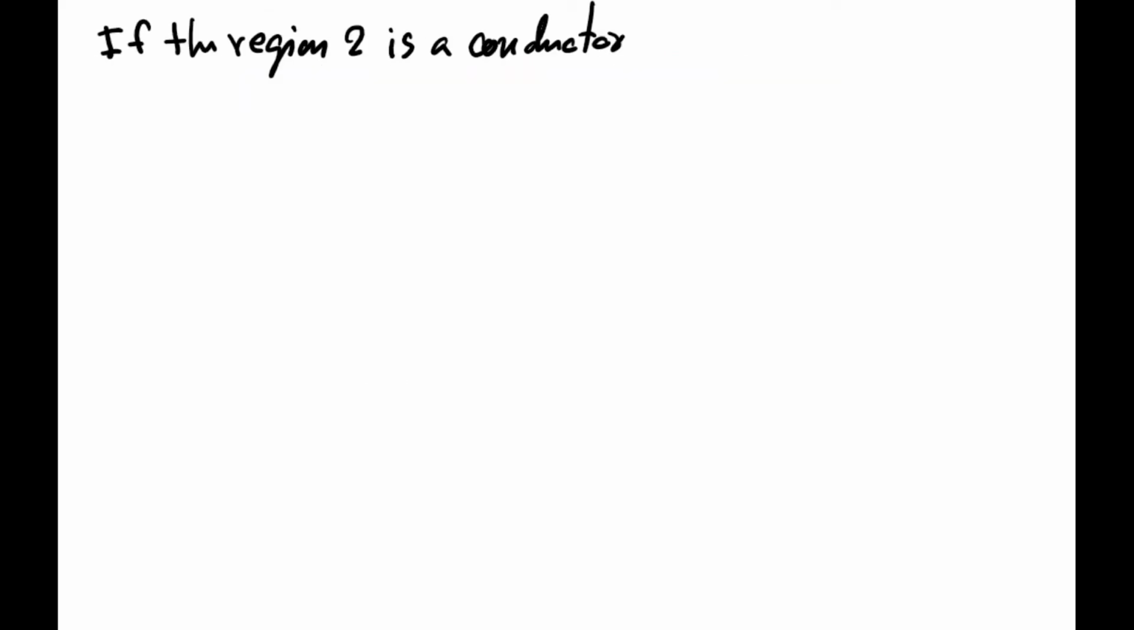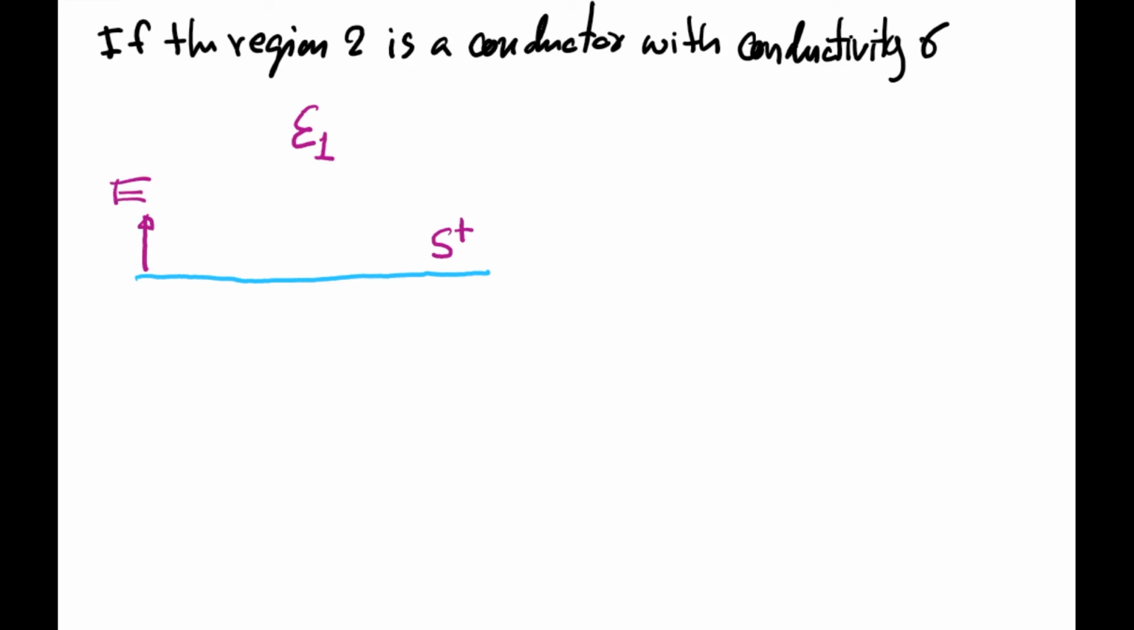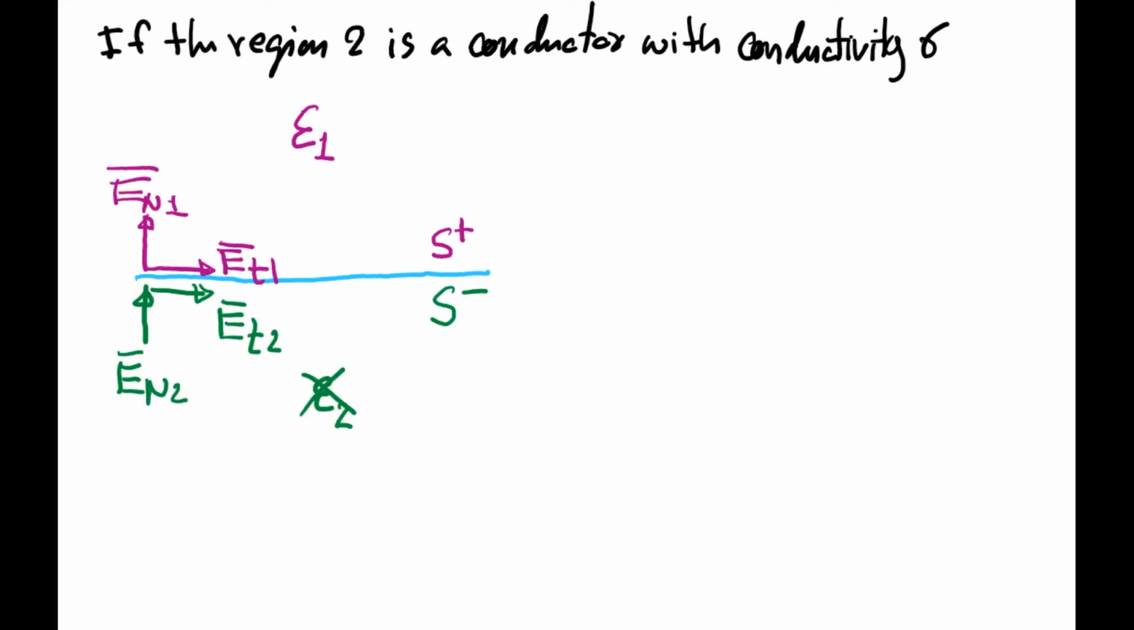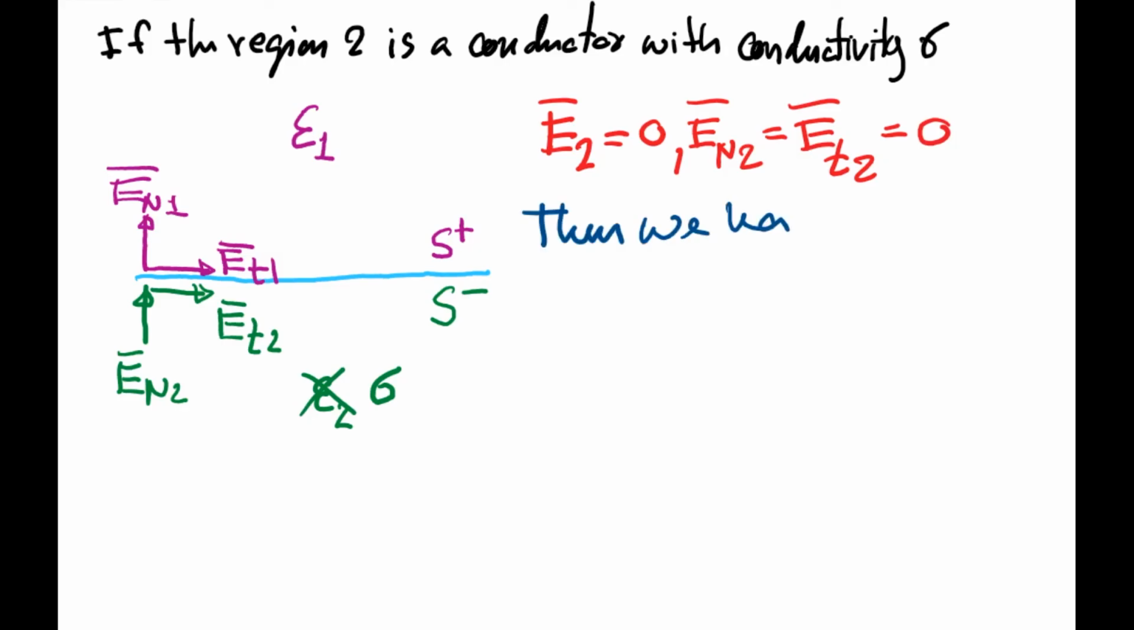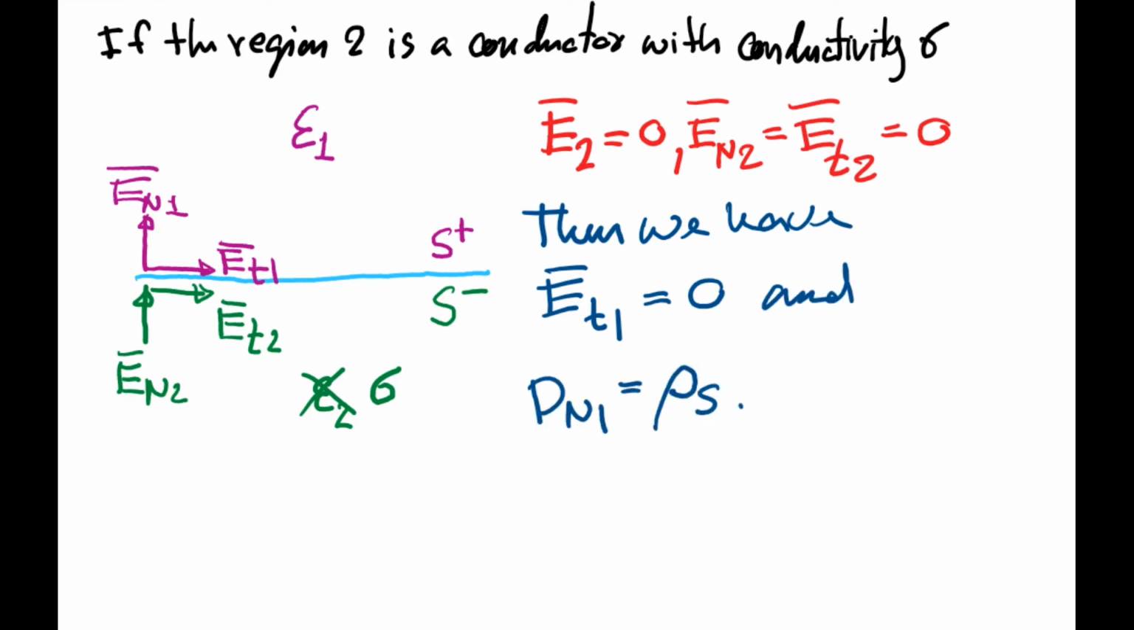Now, let's consider the interface between a dielectric and a conductor as shown here. The region 2 is a conductor with a conductivity of sigma. Electric field in region 2 is 0. This leads to conditions on the conducting surface. The tangential component of electric field vanishes, and the normal component is the charge density on the surface.